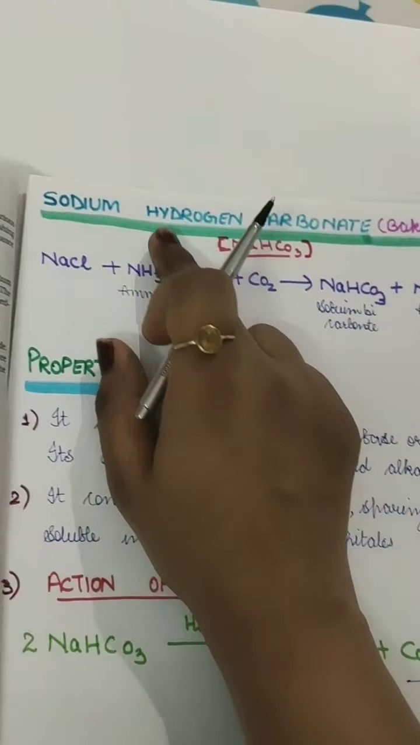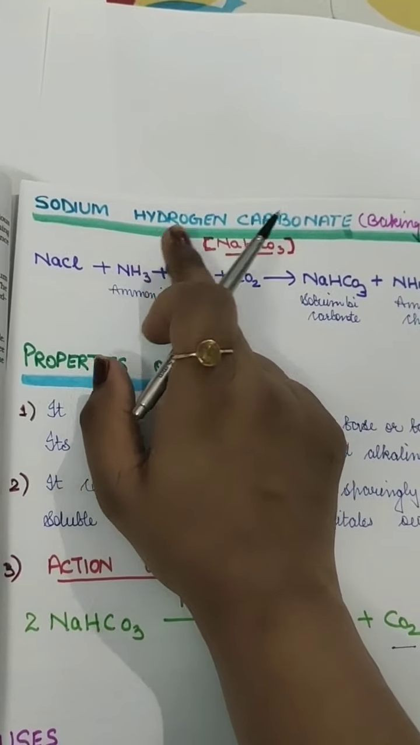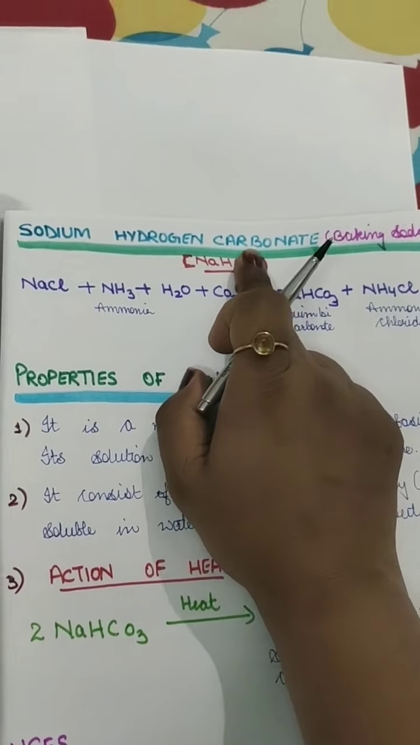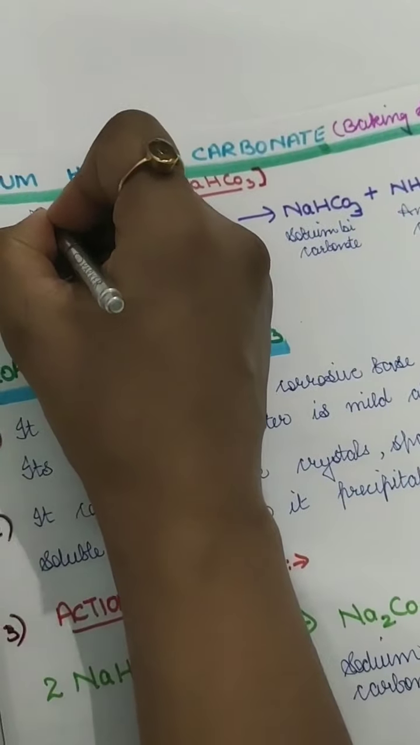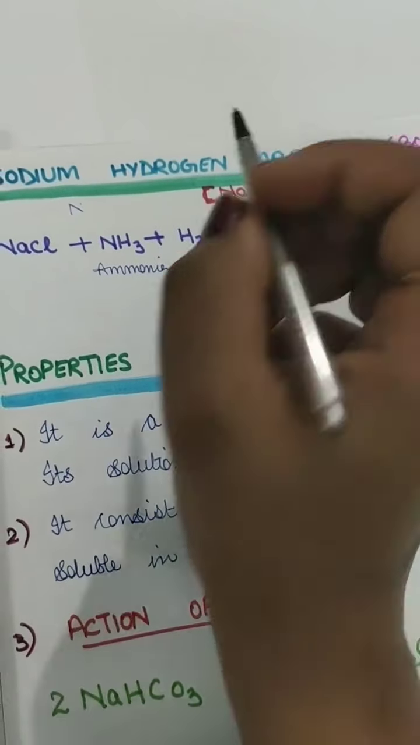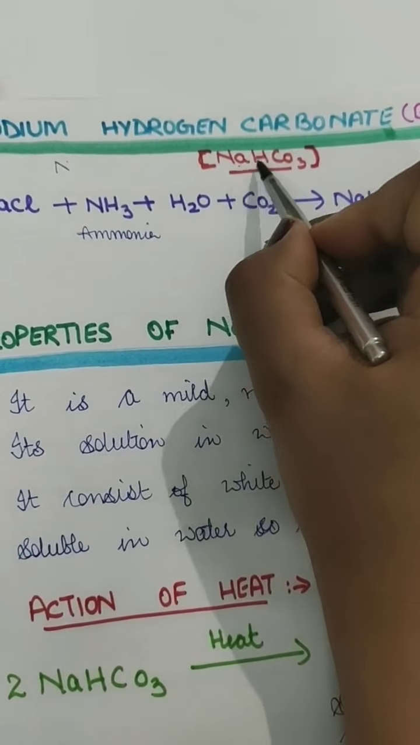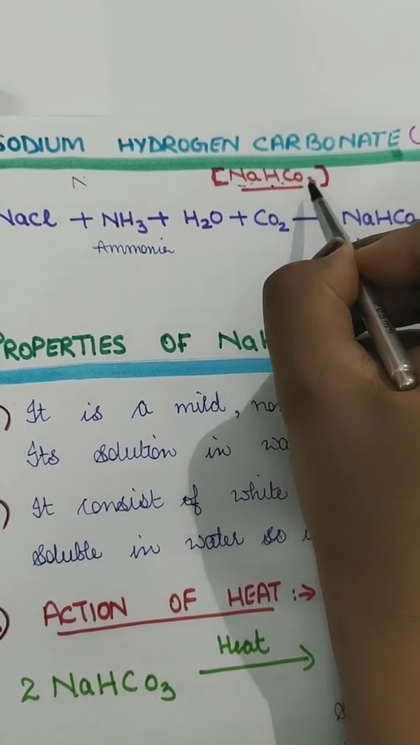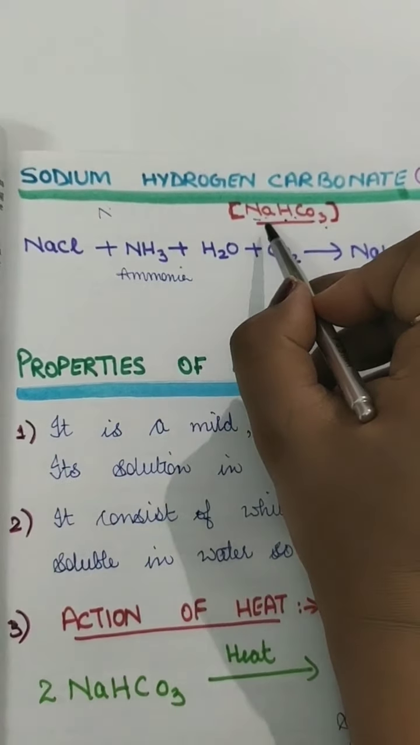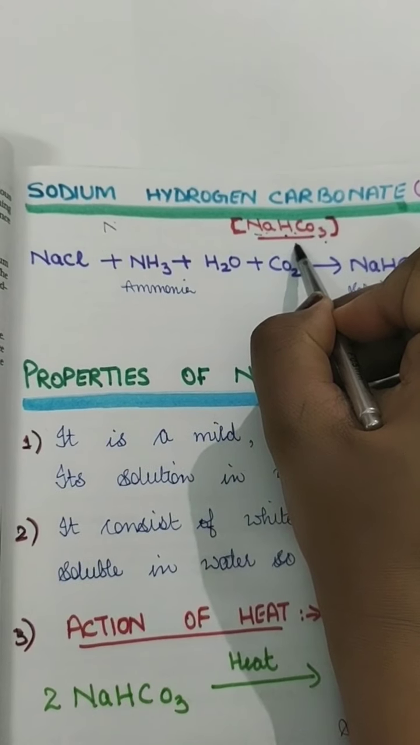So sodium hydrogen carbonate, which is also called baking soda. You can also write this as sodium bicarbonate. Okay, and the formula is NaHCO3, sodium hydrogen carbonate. I hope you know this because we have read it in class 9th also.